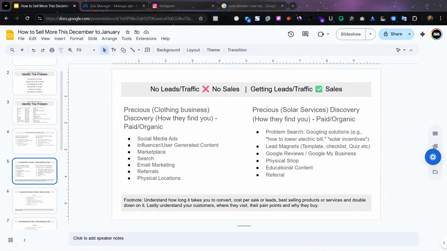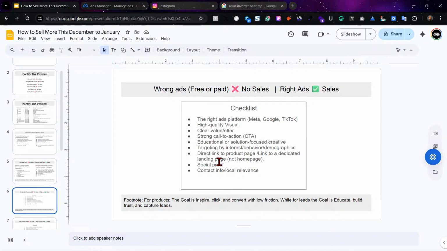So let me remove this so that you can see what's there. So that is one. Don't worry, I'm going to share this at the end of the class so that you can get it as well. So now let's go back to ads.